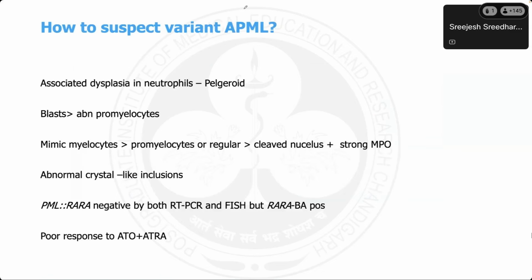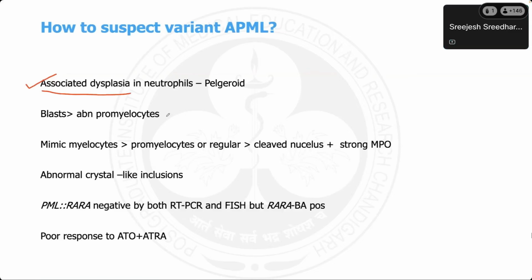Right. So how to suspect a variant APML? One is an associated dysplasia. In routine classical PML RARA positive APMLs, usually we do not see neutrophils because the spontaneous differentiation is very uncommon. Even if we see, they are very, very rare. But in some of these variants, we get more neutrophils more frequently, and they often show dysplasia.